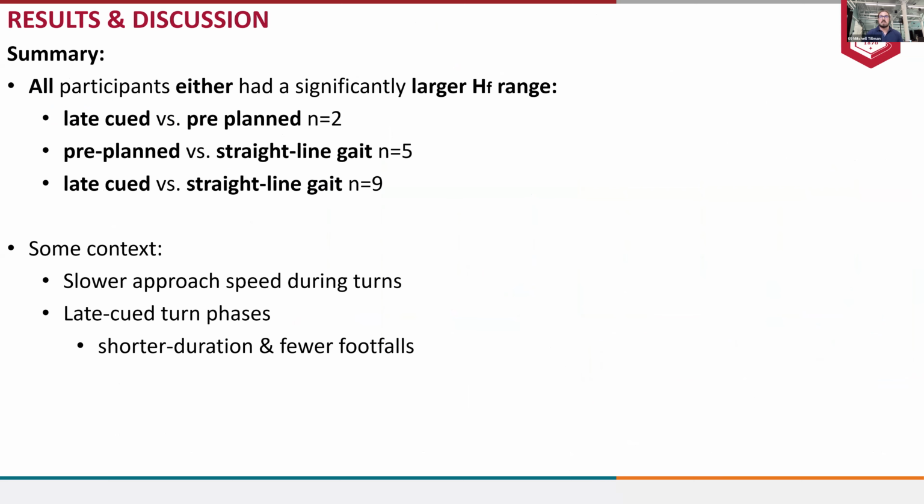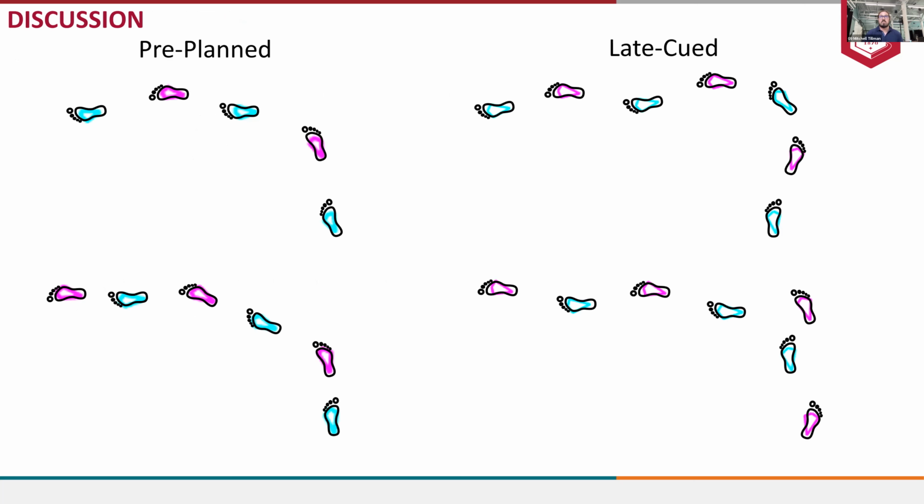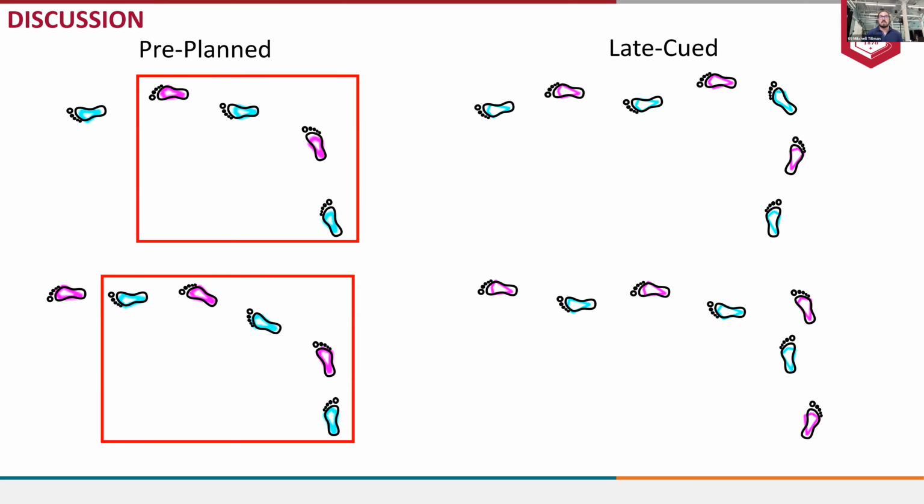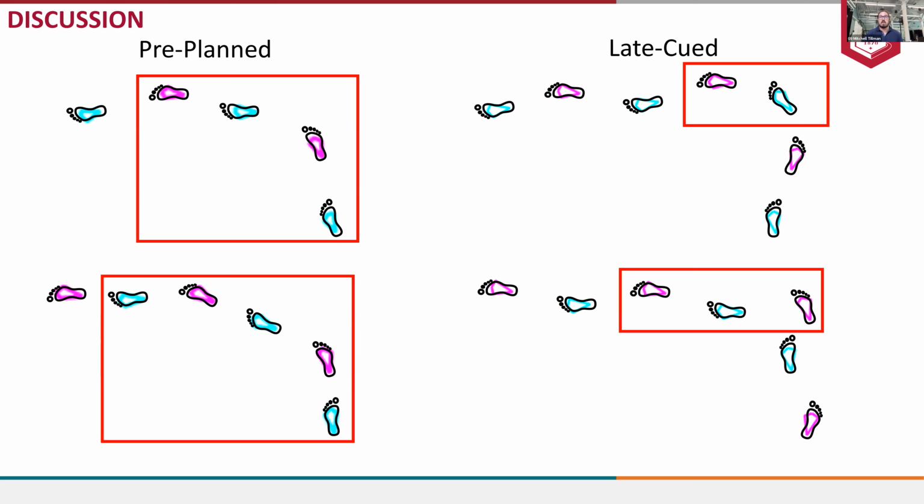To provide some context for these findings, we also found slower approach speeds during turns and that late cue turns were shorter duration with fewer footfalls versus pre-planned turns. We're currently exploring the effect of turn strategies on balance. Traditionally, turns have 3 steps: an initiation, continuation, and termination step. However, our turn phases included varying numbers of steps, from as many as 4 or even 5 steps in pre-planned turns and as few as 2 or 3 in the late cued.